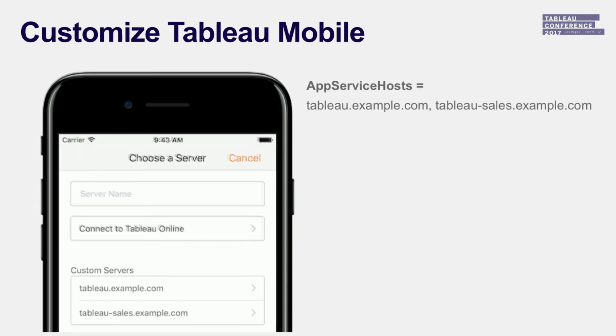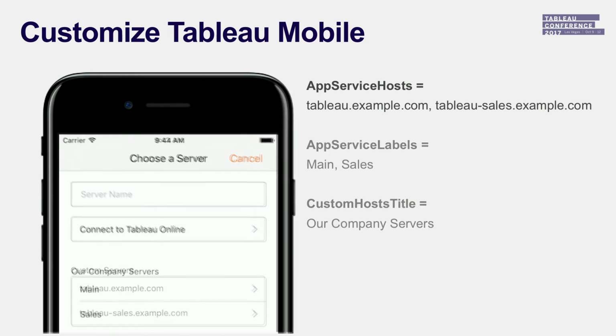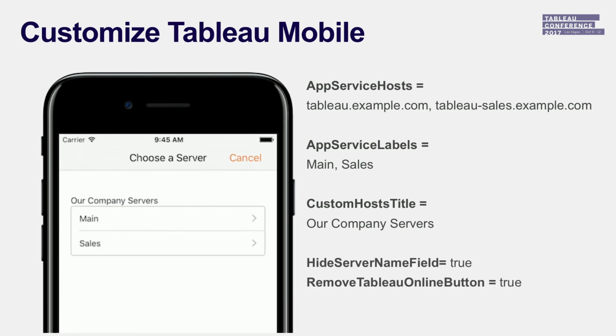If I add this list of hosts, then the user sees at the bottom some custom servers that they can choose. I can add a friendly name for those servers, and I can add a nice friendly title to say, hey, this is our company servers that now you're looking at. Because I want them only to connect to those, I can set something that says hide the server name and remove the Tableau Online button. And now you see that sign-in dialog has been totally customized for your organization.